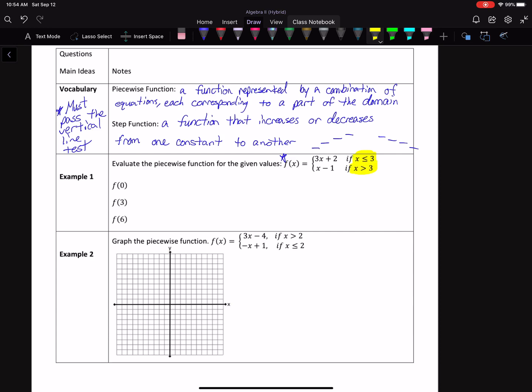So what this is telling us on the top right here is that if we have an x value that is less than or equal to 3, we're going to use this equation. If we have an x value that is greater than 3, we're going to use the bottom one. So when you are evaluating, we'll start right here with f of 0. So what you need to first decide is which equation to use.